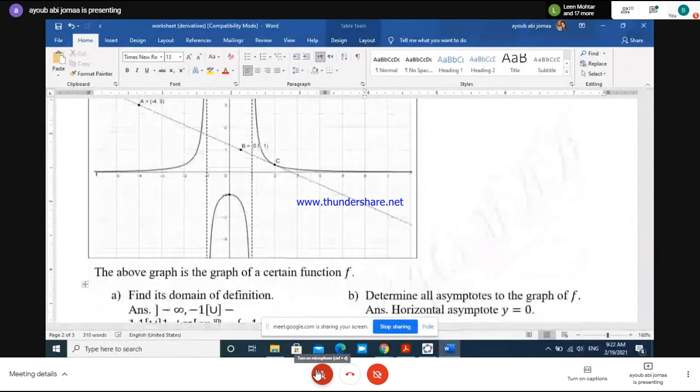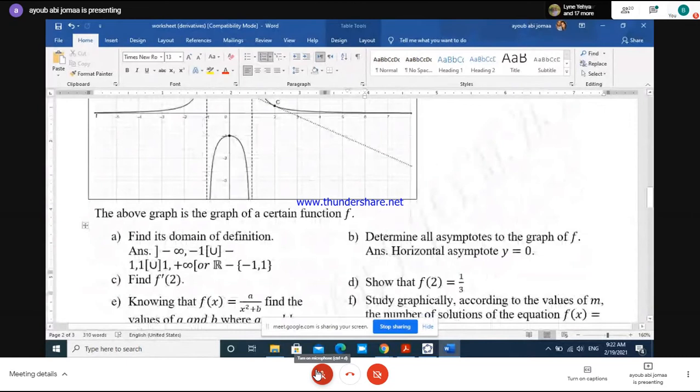So here we have two vertical asymptotes.